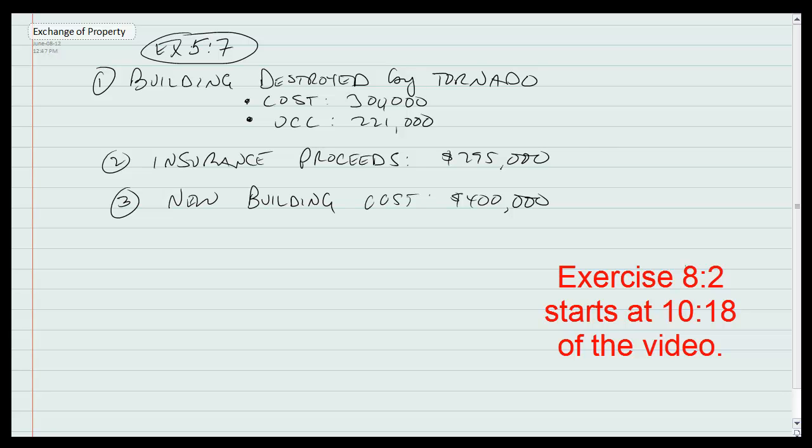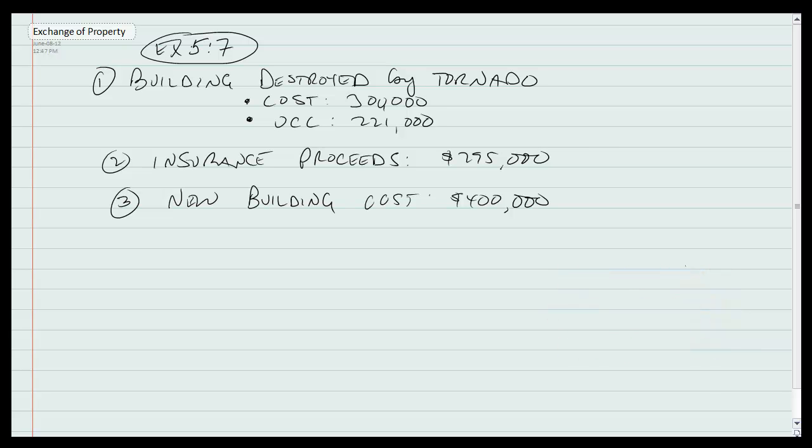So here's exercise 5.7. The scenario is basically this. We have a building destroyed by a tornado. We have the details about that building from a tax perspective. Then we have the insurance company paying up and saying, okay, you had insured the building, here's your money, and then they build a new building for $400,000. Important to note that the destruction happens in 2010, and the new building happens in 2011, which may cause some complications. But first, I thought we should look at what if there was no tornado.